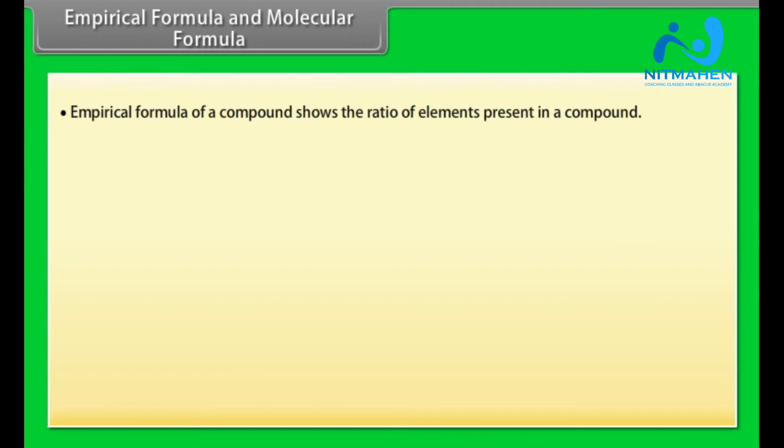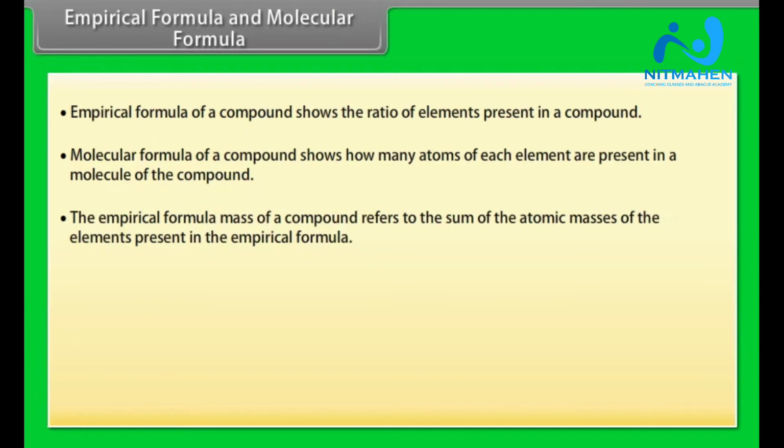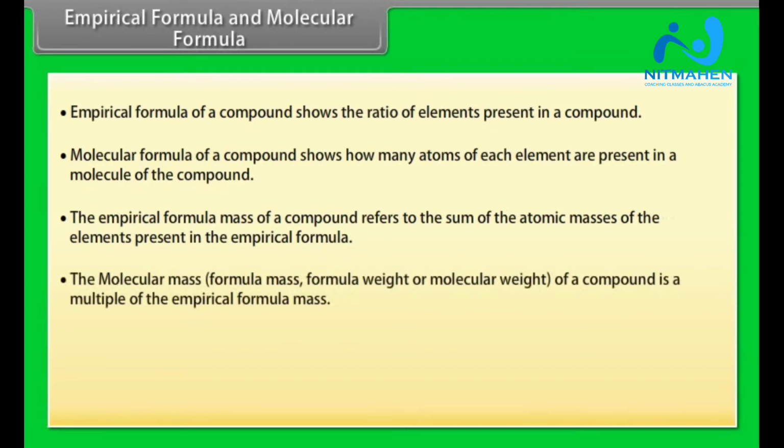Empirical formula of a compound shows the ratio of elements present in a compound. Molecular formula of a compound shows how many atoms of each element are present in a molecule of the compound. The empirical formula mass of a compound refers to the sum of the atomic masses of the elements present in the empirical formula. The molecular mass, formula weight, or molecular weight of a compound is a multiple of the empirical formula mass. MM is equal to n into empirical formula mass.